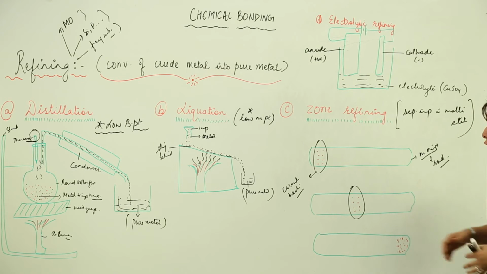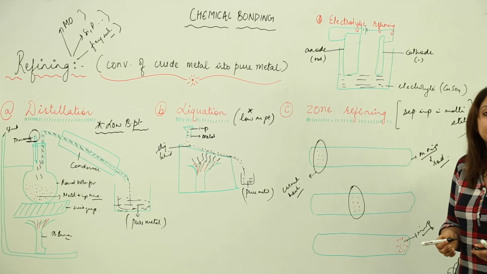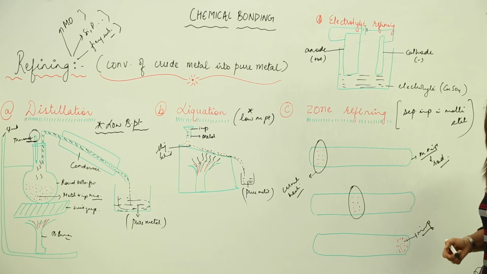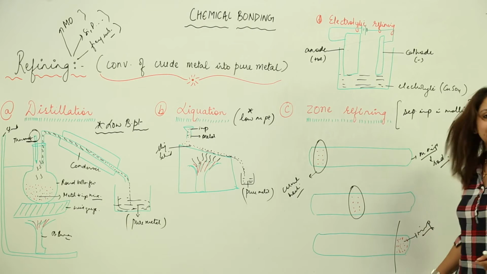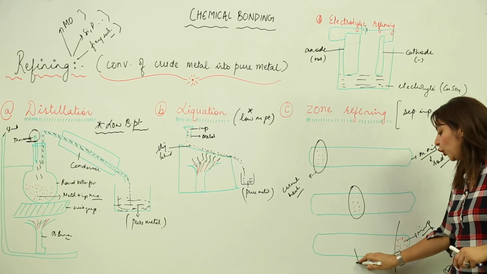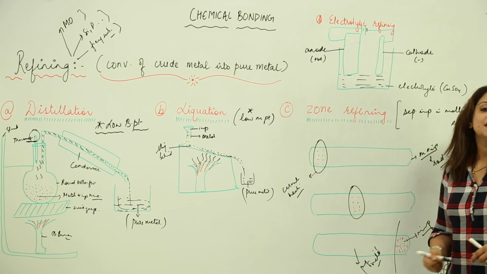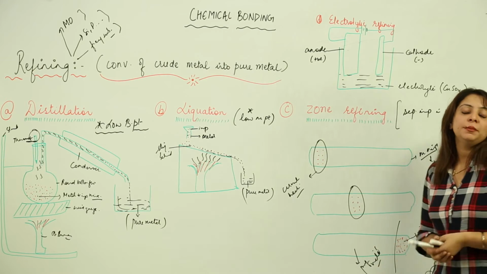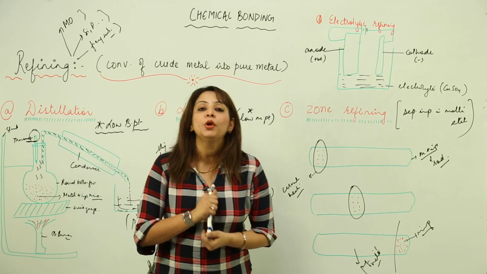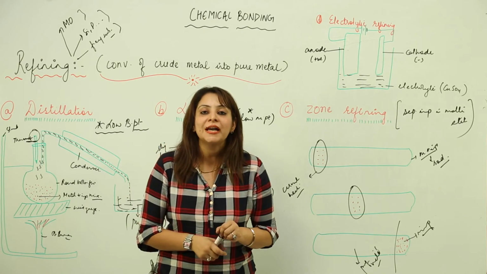By the time we reach the end of the rod, all the impurities, as you can see these red dots, get collected at the end of the rod. To get rid of them, I'll just cut it out so that our metal gets purified, and this rod is now our purified metal. So by this method we can do it, but you have to keep in mind that zone refining is employed for metals in which the impurities can be extracted in a molten state.